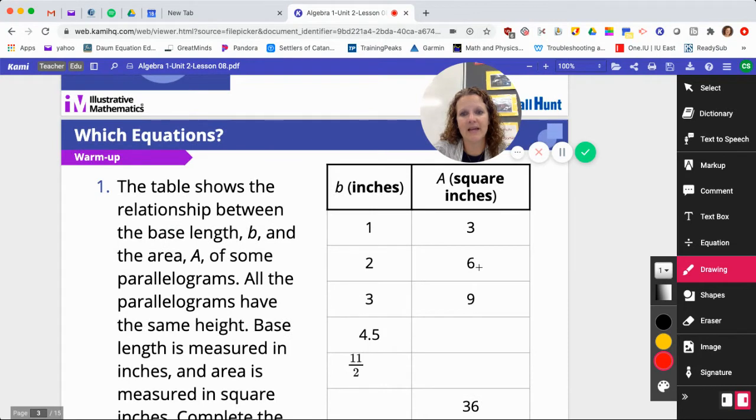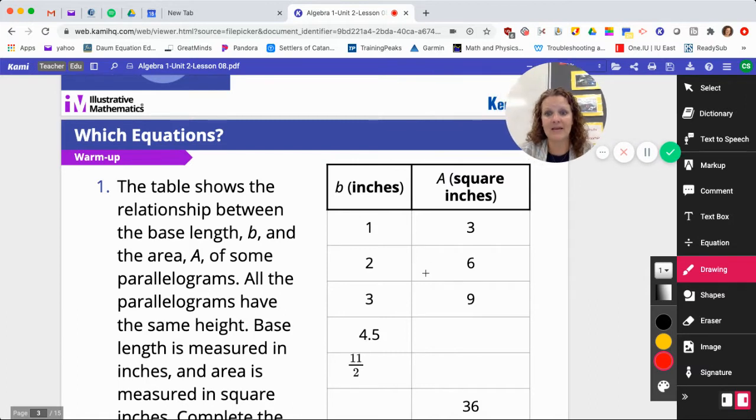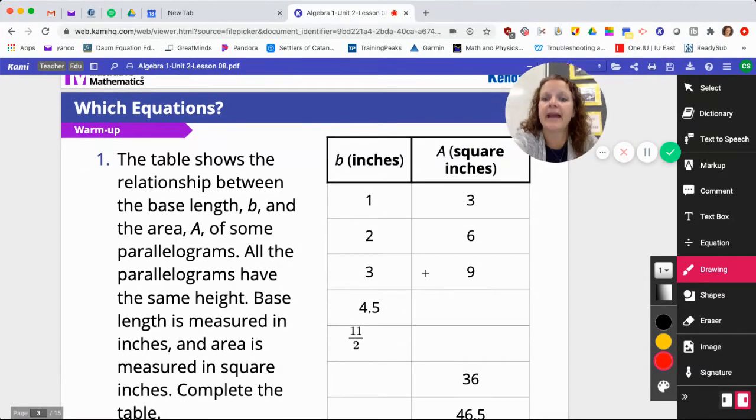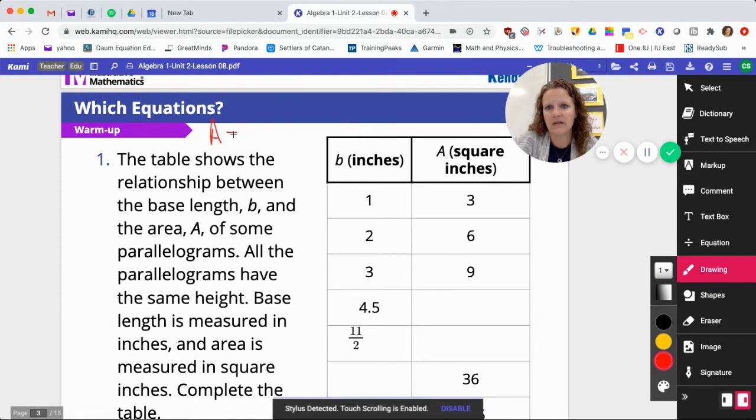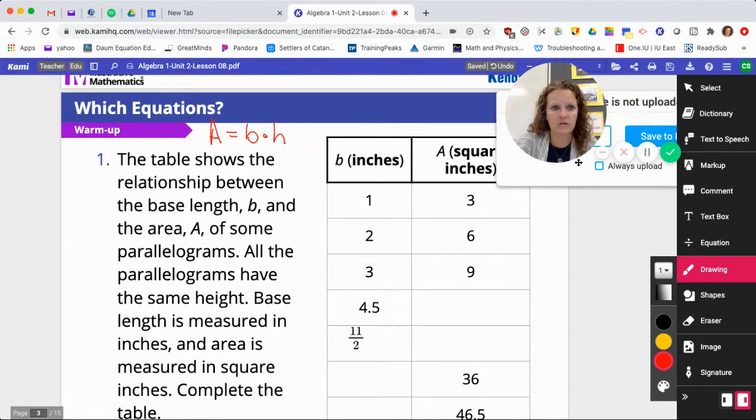All right, so this table shows the relationship between the base length B and the area A of some parallelograms. And if you remember, area equals base times height. All the parallelograms have the same height.